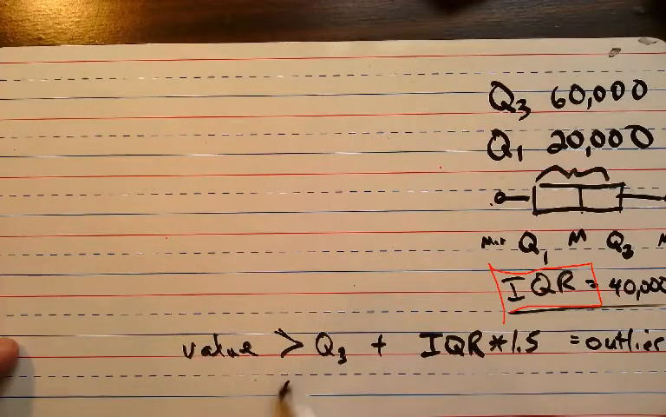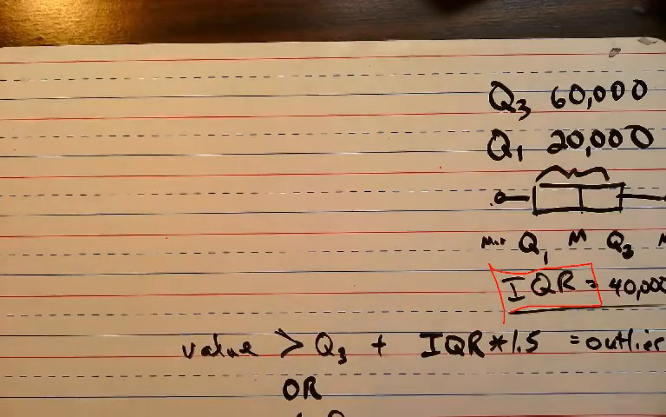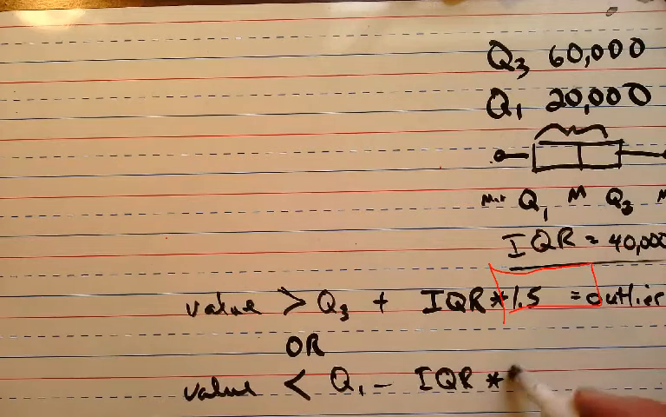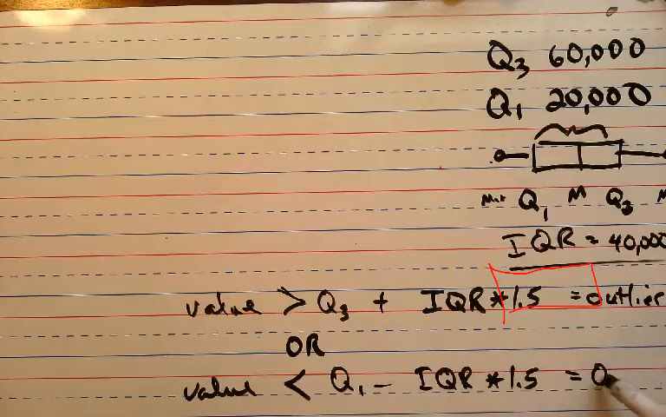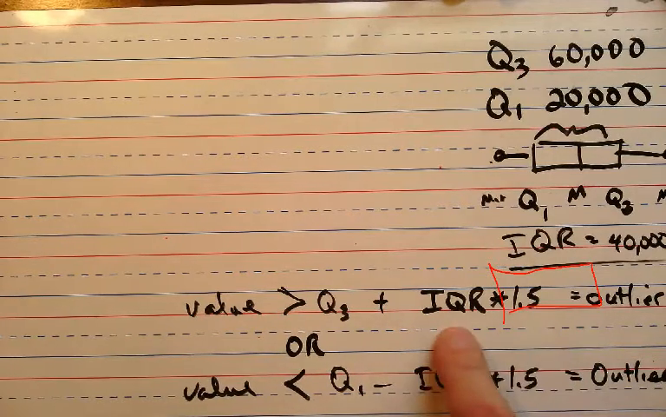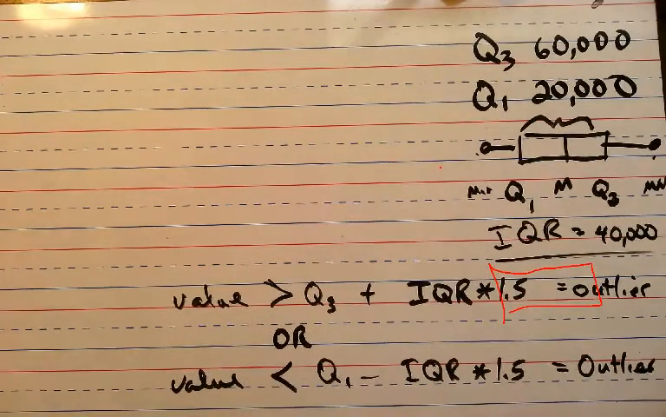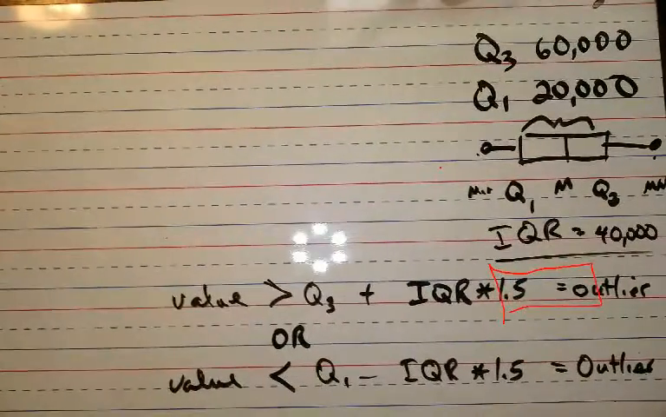And there's two kinds of outliers, because you could have an outlier that is smaller than Q1. So what is it that we are doing? If it's bigger than Q3 plus 1.5 times the IQR, it's an outlier. And if it's smaller than Q1 minus 1.5 times the IQR, it's also an outlier. So let's see if we can figure that out. Does this help? Yeah, a little bit.